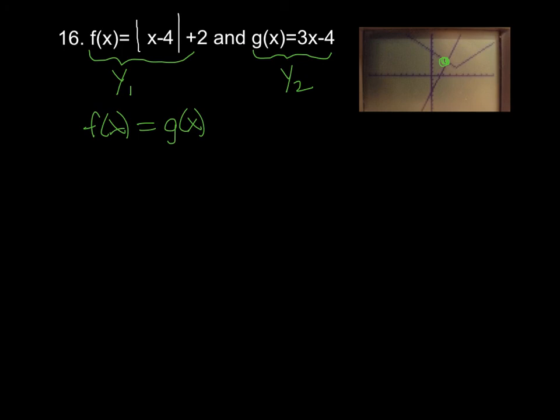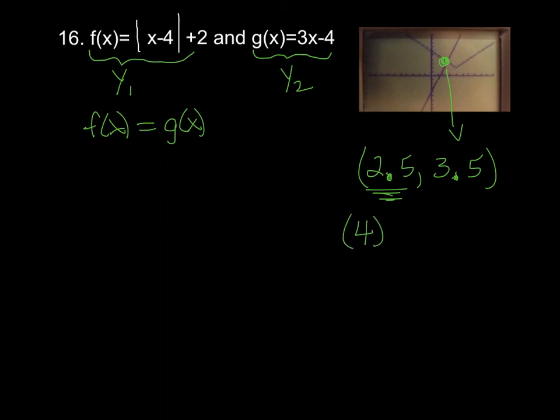So if you do second calc, intersect, this point right here ends up being 2.5, comma, 3.5. Again, second calc intersect. And if you read the question, they are asking for the x values that satisfy the equation. So my x value is right here, so my x value would be 2.5, which is choice 4.